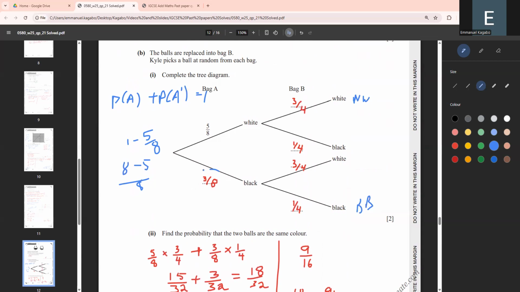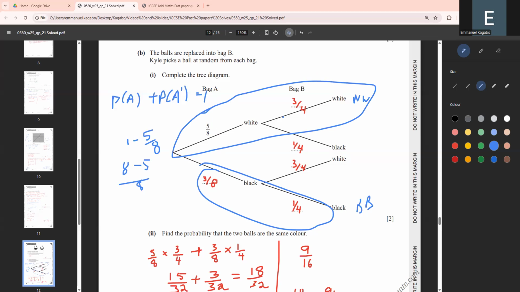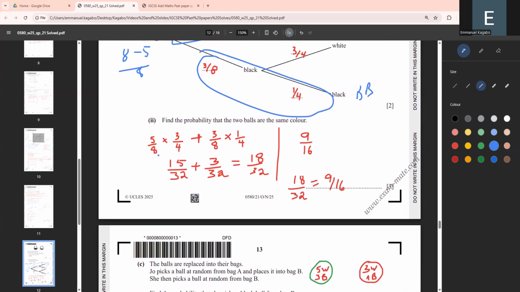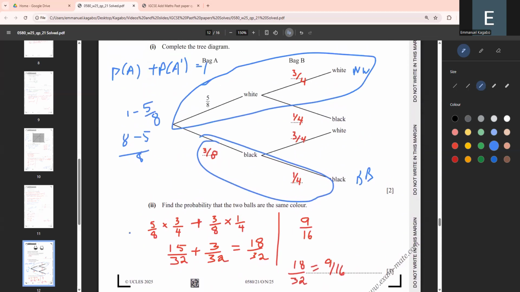So it's this one and this. That's the one they're talking about. So how do we get the answer here? It will be 3 over 5 times 5 over 8 times 3 over 4, plus 3 over 8 times 1 over 8. That's why you see here, I said 5 over 8 times 3 over 4 plus 3 over 8 times 1 over 4.